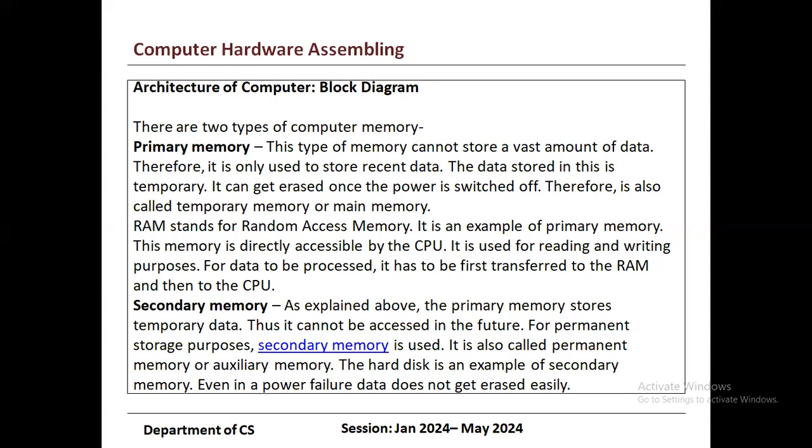RAM is directly accessible by the CPU. It is used for reading and writing purposes. For data to be processed, it has to be first transferred to the RAM and then to the CPU.